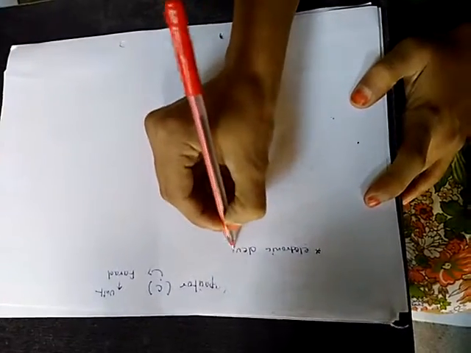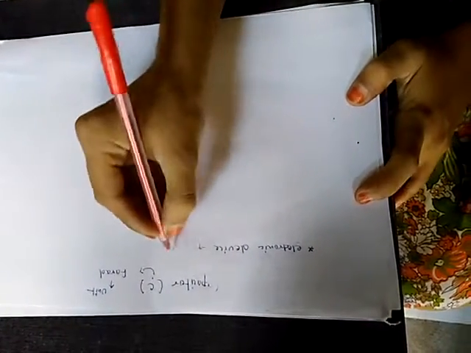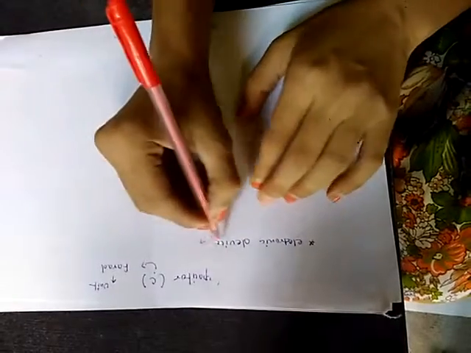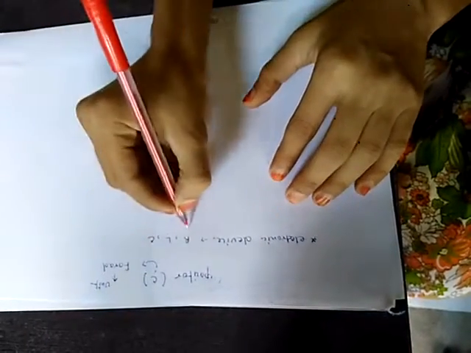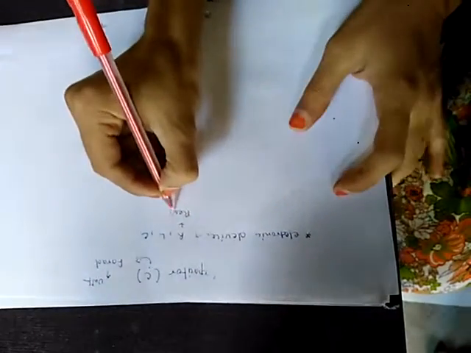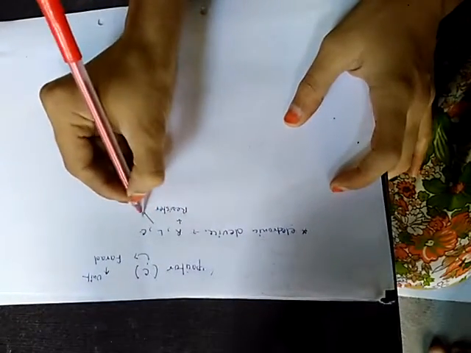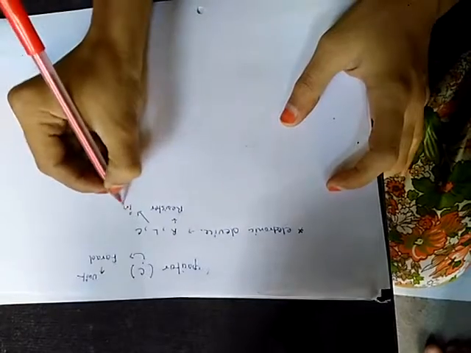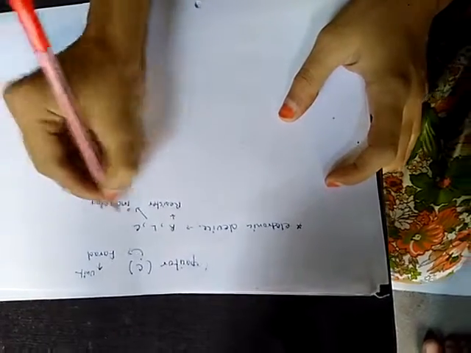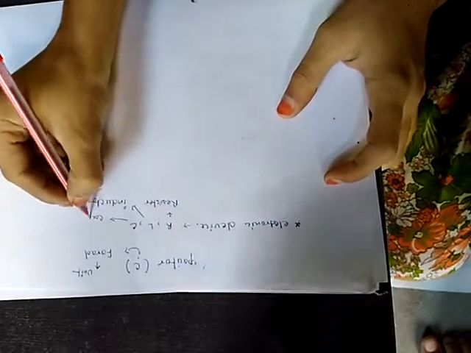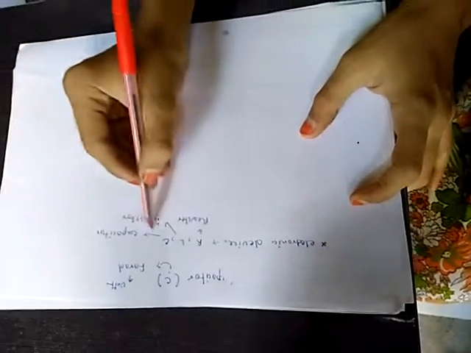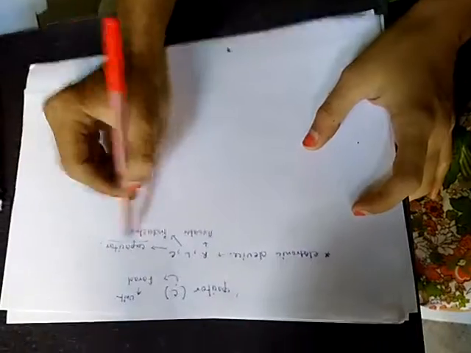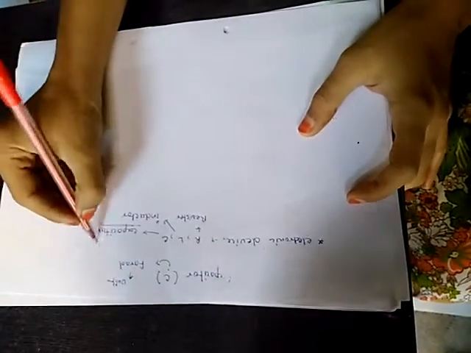You have also learned there are three main components of electronic devices: R, L and C. R stands for resistor, L stands for inductor, and C stands for capacitor. Today we discuss the topic of capacitor. It's the name of the component.